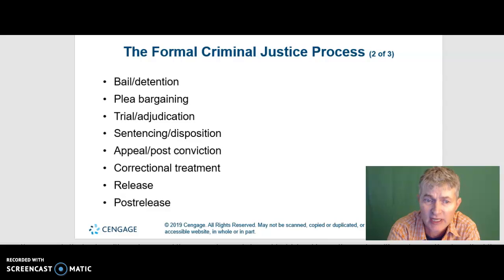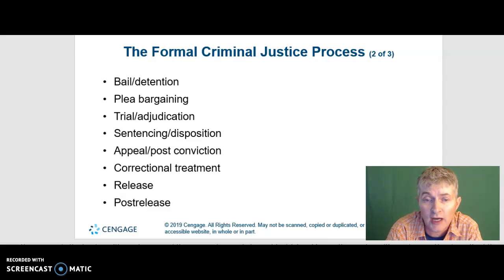This happens after sentencing. The offender is placed in the custody of the correctional system, institutional or community-based. While there, the offender may receive rehabilitative training, or they might not. Ultimately, this is going to end in release. After the offender has served their time, he or she is released and can return to society.